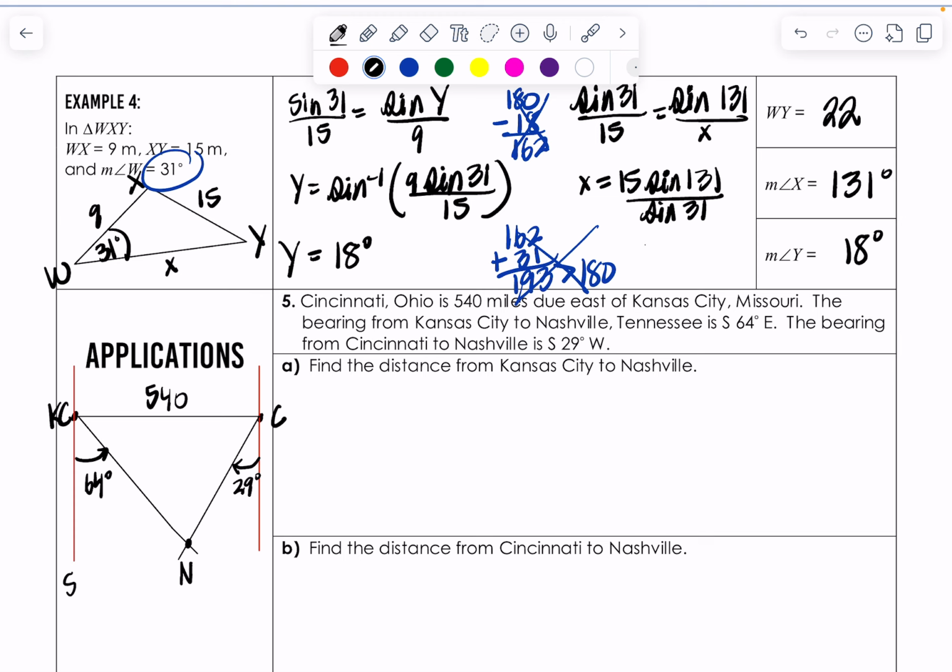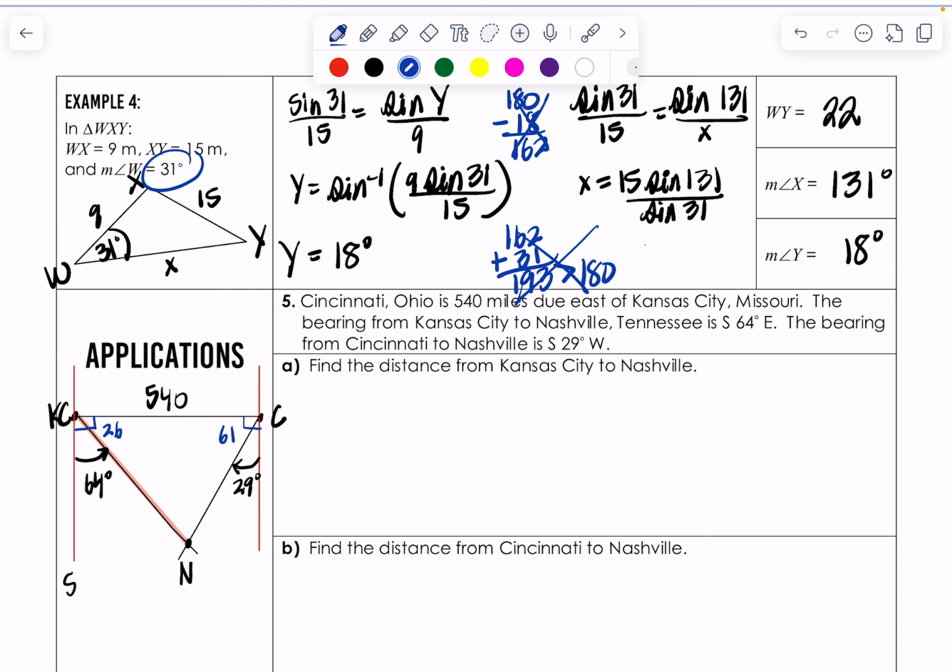So let's see, we want to find the distance from Kansas City to Nashville. So we need this distance here. All righty, let's see what we can figure out. Well, when we're looking at these, I'm noticing that this would make a right angle. Okay, and this makes a right angle. So I can find out the difference here by subtracting from 90. So this ends up being 61. This ends up being 26. So now I think we've got everything we need, right, to figure out that distance.